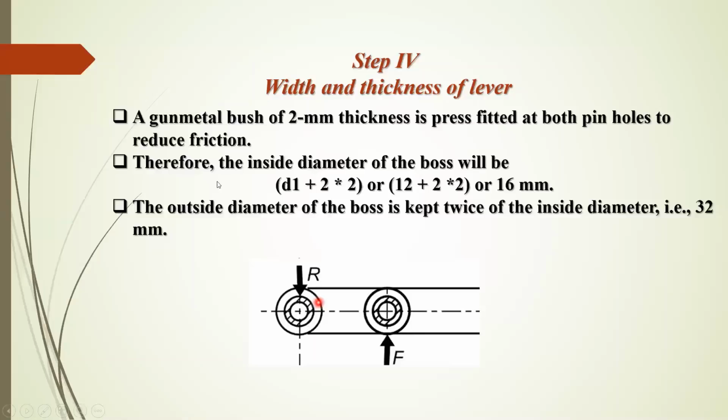Therefore, the inside diameter of the boss will be as follows. The outer ring is nothing but the boss, and the inside diameter of that boss is nothing but the diameter of the pin, D1, plus 2 times the 2 mm thickness, right? So D1 plus 2 times 2, where 2 mm is the thickness of the gunmetal bush. By that we can get the inside diameter of the boss.